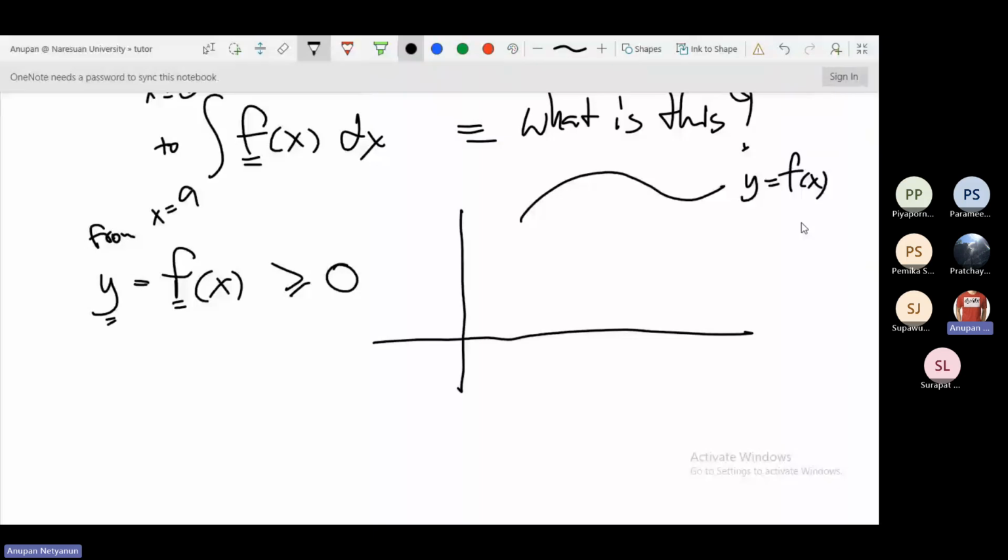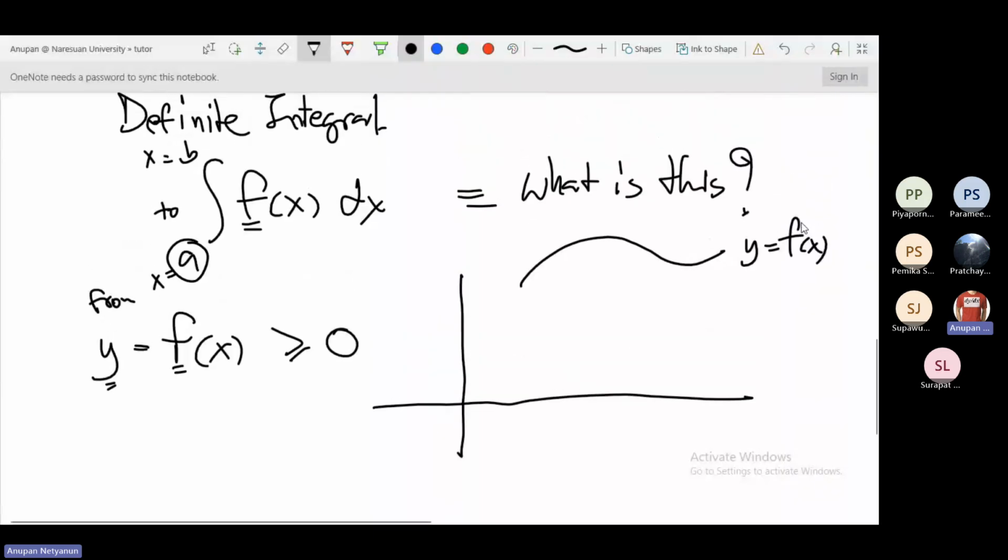Okay. And since you are considering from x equal to a to x equal to b, let's say a is here, b is here. Now, you want to see what this means. What is it? Okay. Now, you can see that x is between a and b. And I'm going to start by looking at x at any place between a and b first.